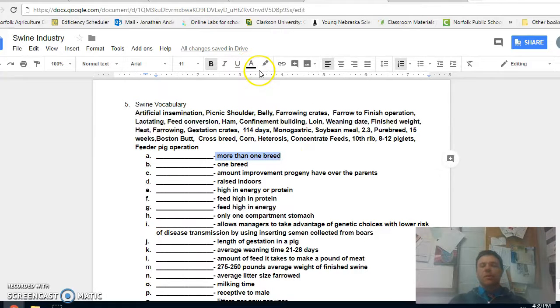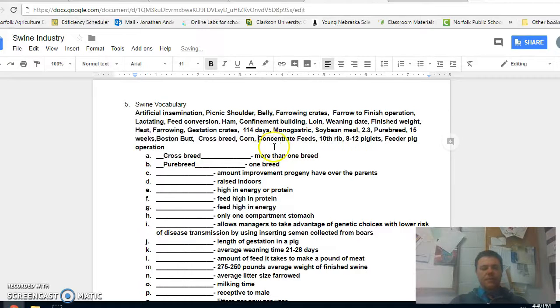In swine production, we usually do more than one breed, or we do what's called crossbreeding. So we use the word crossbreeding, which is somewhere within here. There's a pure breed, and crossbreeding allows us to utilize the best of more than one breed. So we take one pure breed, or a breed of pigs that is single, and we cross them with another pure breed, and that crossbreeding creates what is called heterosis. Heterosis is the amount of improvement progeny have over their parents. Heterosis is the idea of getting better offspring than what your parents are.